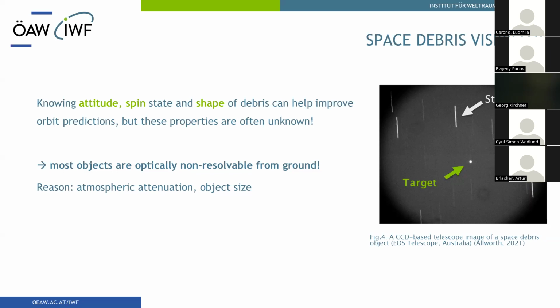Here I have a CCD-based telescope image. This image has been gathered through a CCD camera using a telescope. And what you see here, the space debris object is a tiny, tiny blob. We also have some background stars passing through. This happens due to the exposure of the camera. Most space debris objects are hard to resolve optically, and the reason is the atmospheric attenuation and, of course, the small object size.